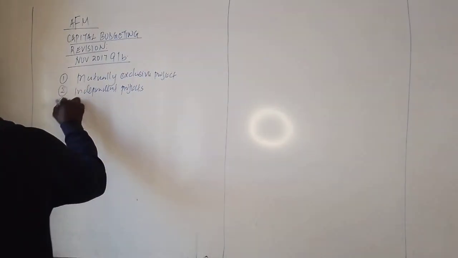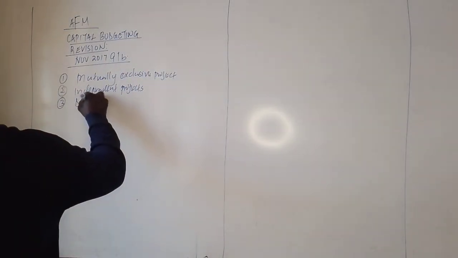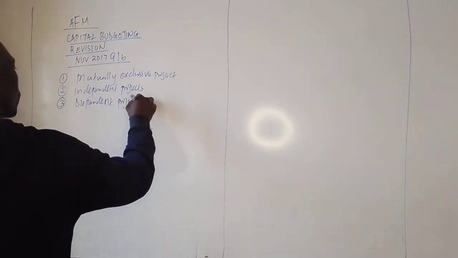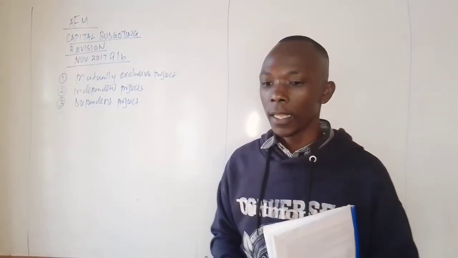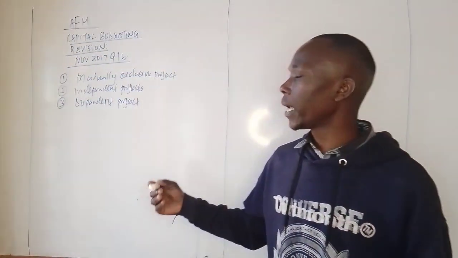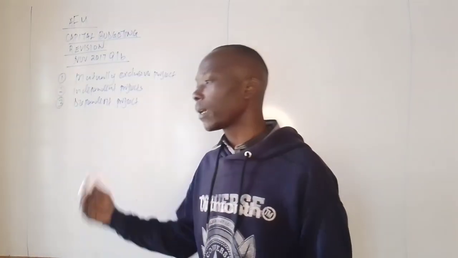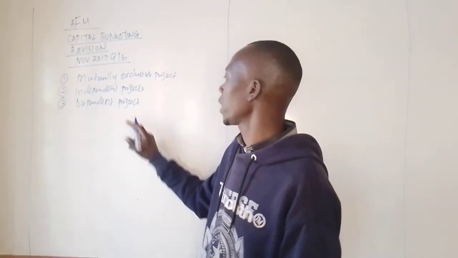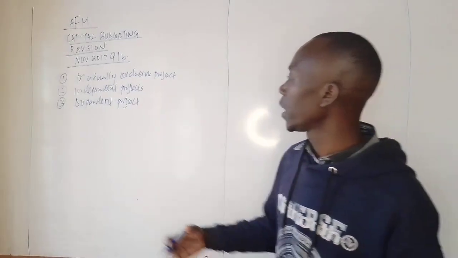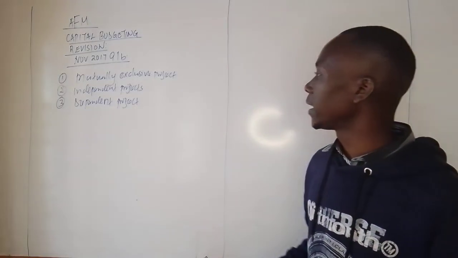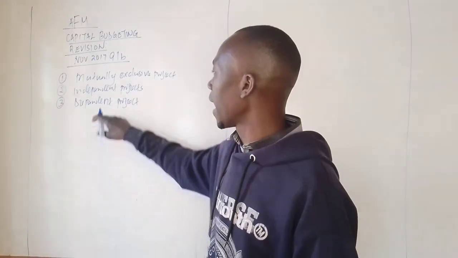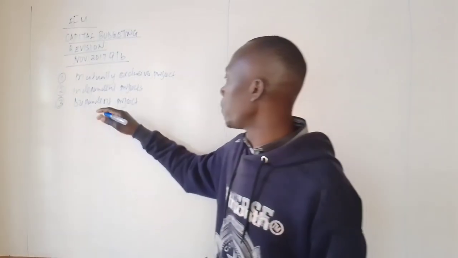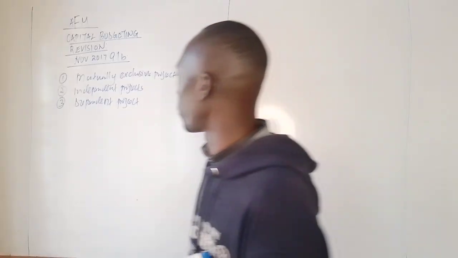Then number 3, we have what we call dependent projects. For the case of the dependent projects, these are the projects which depend on each other. They are the projects which complement each other. So we call them dependent projects or complementary projects, or we can call them contingent projects. Meaning, the undertaking of one project automatically means you are supposed to take the other projects.